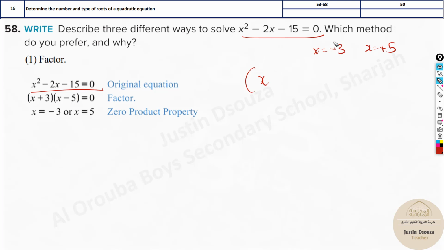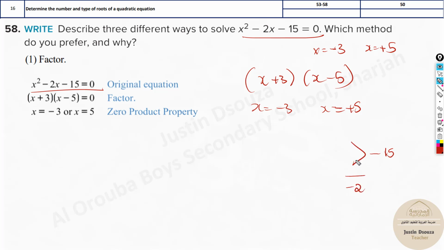Then we write factors. Whatever answer you get, take it inside, it'll be x plus 3, x minus 5. Now the answer is x is equal to minus 3, x is equal to plus 5. Because in the factor method, you have to multiply these a and c. What is the answer? It's minus 15. And b must be written down, minus 2.